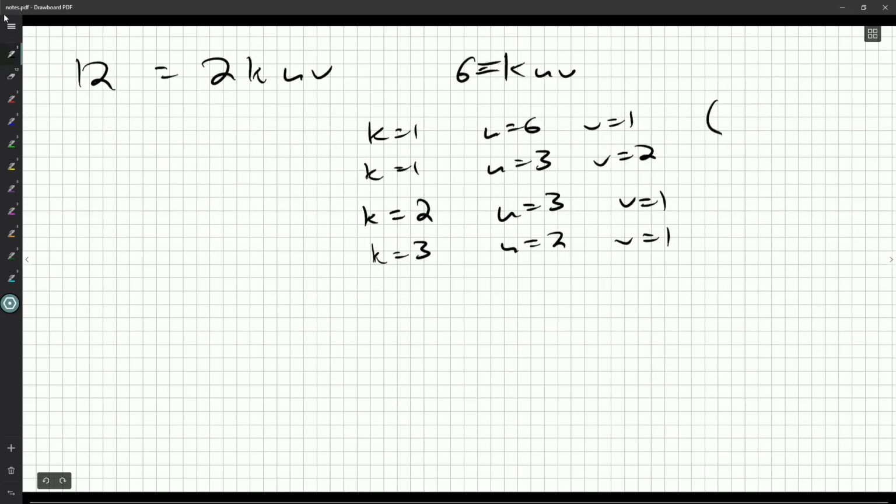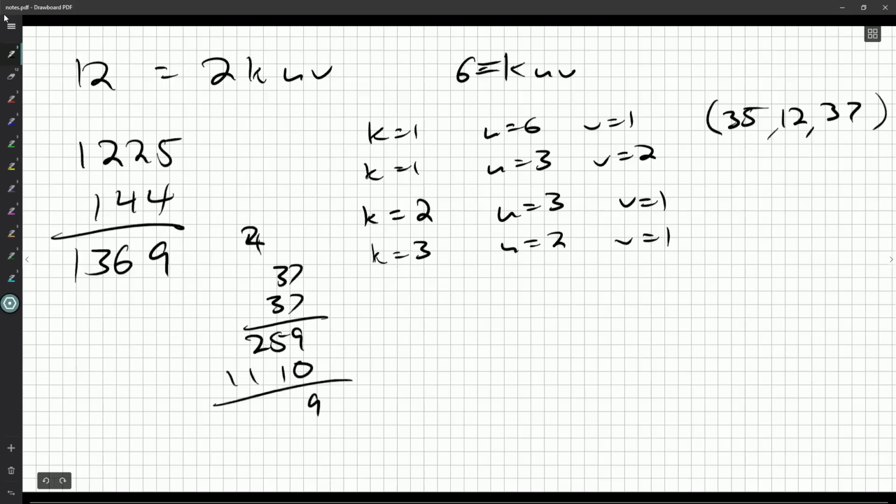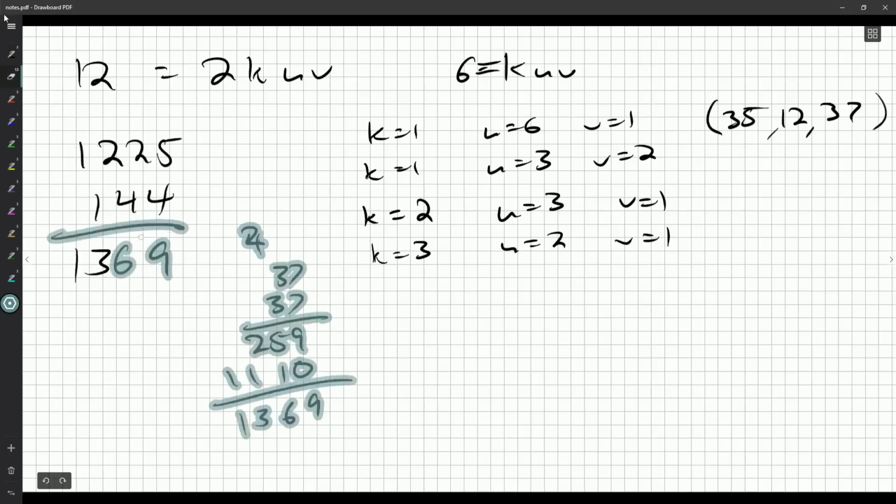So u squared plus v squared, that would be 37. So there was a triple I didn't think of, 35, 12 and 37. Can we just quickly work this out? That'd be 1225 plus 144, just to make sure my formula is correct. We'd get 9, 6, 3, 1. What's 37 times 37? Because I don't have that memorized. 25, and then 0, 1, carry the 2. 11, so that's 9, 6, 3, 1. Okay, it works. And I got a triple that I didn't think would exist.